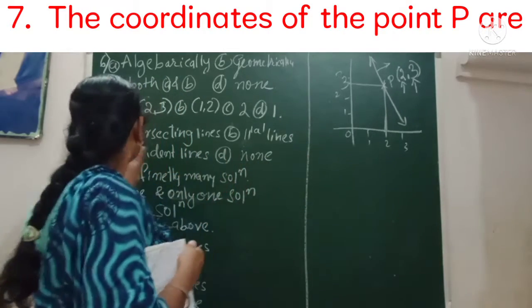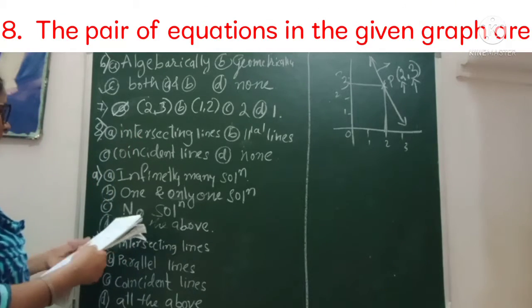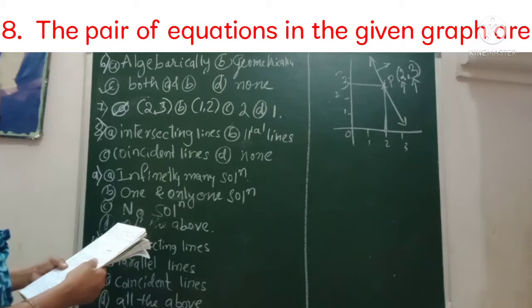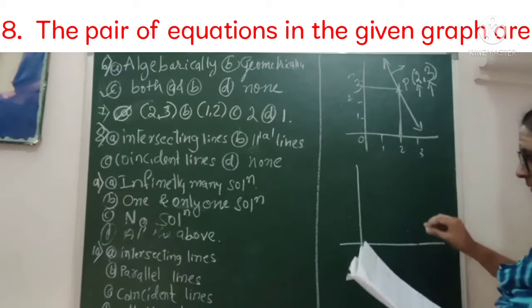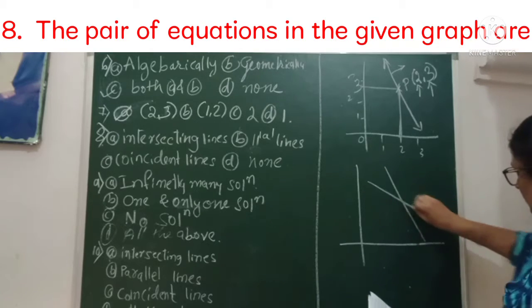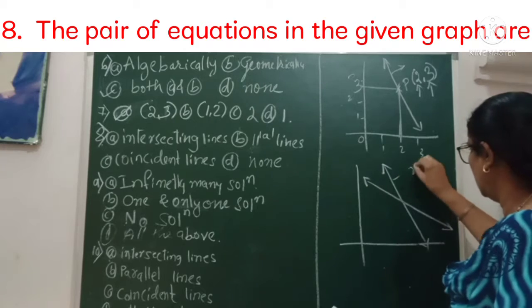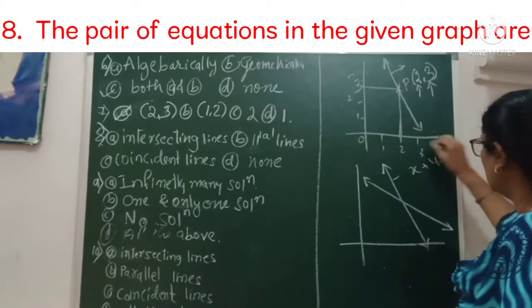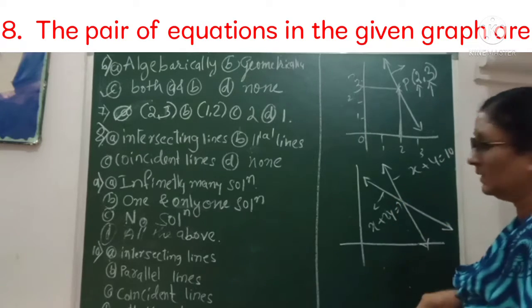Okay. Now this is the answer to the first one. Next one is: the pair of equations in the given graph are. Okay, this is very simple. You are given a diagram like this. Suppose this is x plus y is equal to 10, and this is x plus 2y is equal to 7, something like this.